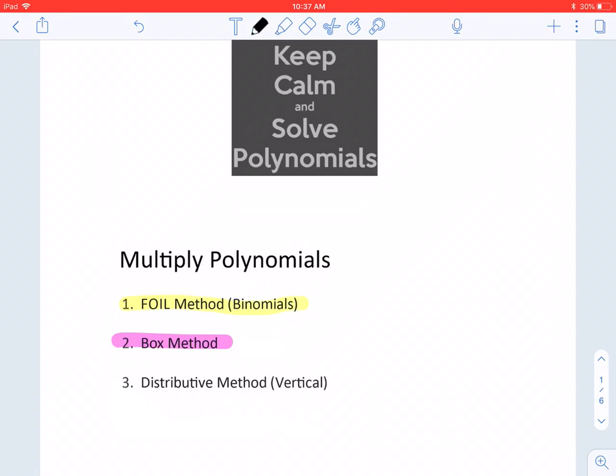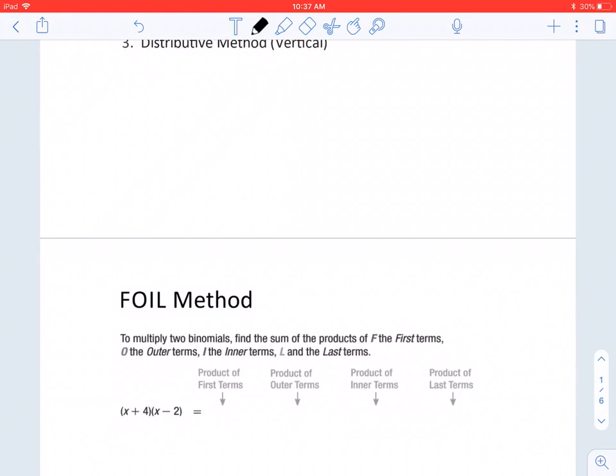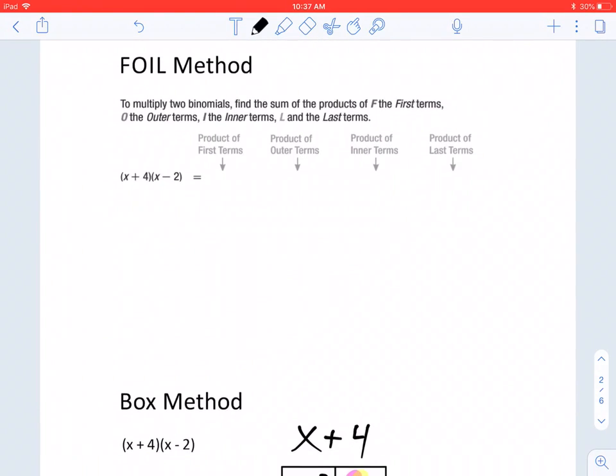So the box method is great. That's what you guys did your homework on two days ago, or practice problems. But I'm going to have you go back over those problems now and then complete them using the FOIL method, and then you'll be able to double check that your work matches what you got with the box method. So let's get started. The FOIL method is an acronym.